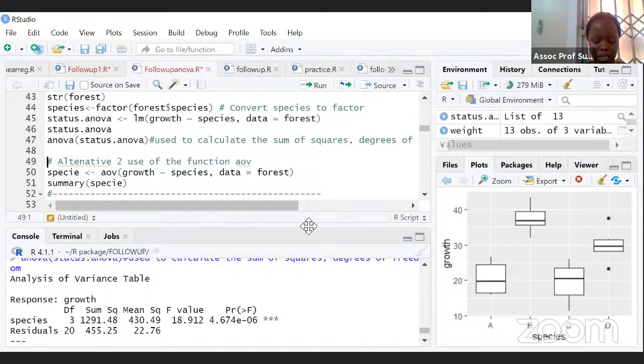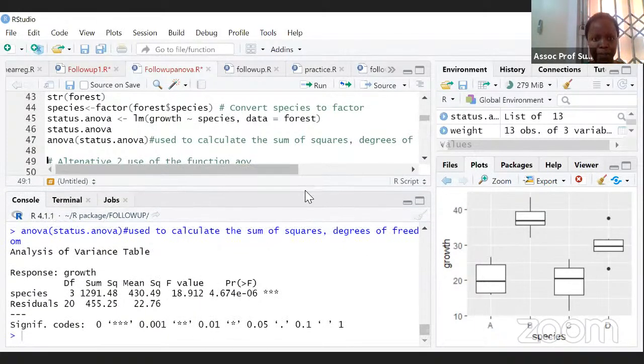So let me bring it up here. So this is the analysis of variance table. In the bottom left corner, you can see it is written analysis of variance table. The response is growth, degrees of freedom. You remember this is the same type of analysis we had when we were talking about our theory, and it's the same thing I brought here.